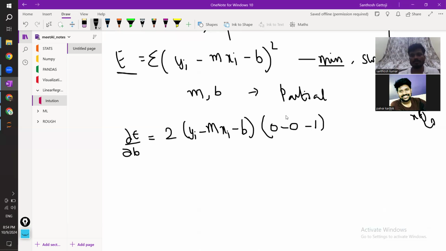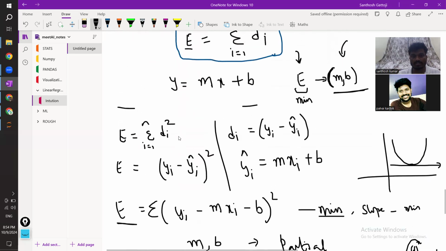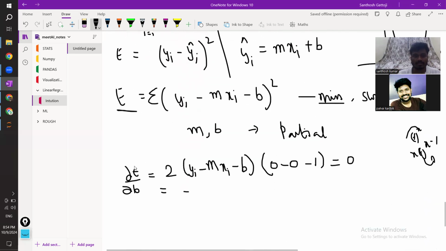Clear? Yeah, clear. Now it will be 0, 0, minus 1. This will be minus 2. And this should be equal to 0. The error is not equal to 0, this is just an error function. But when you're doing partial differentiation, this should be equal to 0.